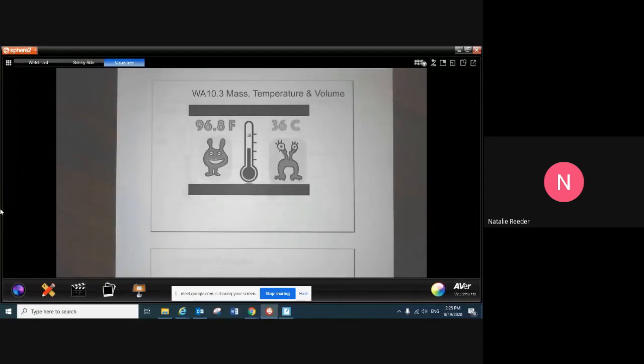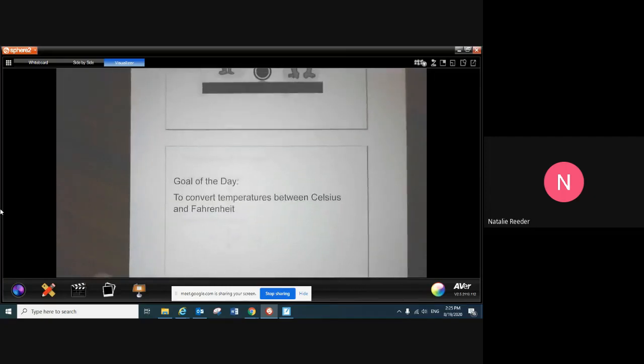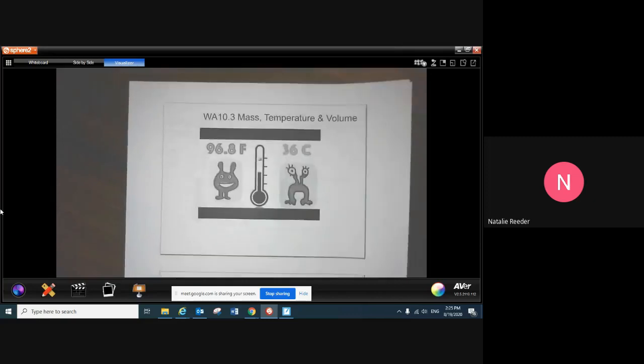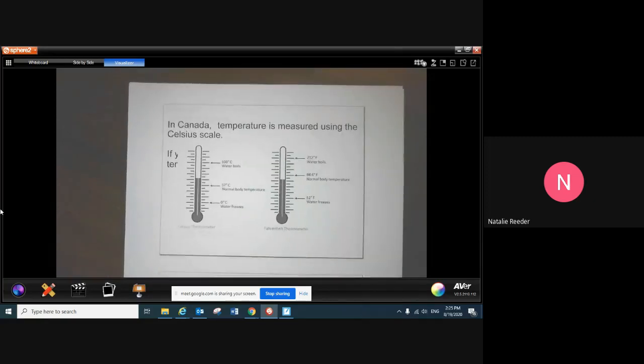Today we are starting Unit 3, which is on mass, temperature, and volume. But the main goal for today is to convert temperatures between Celsius and Fahrenheit. To do that, we follow formulas.